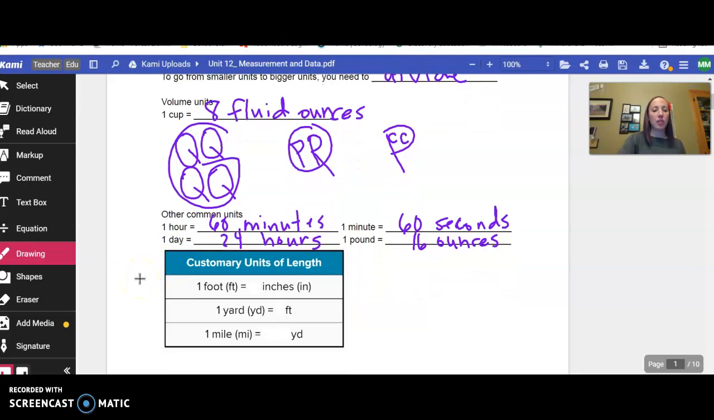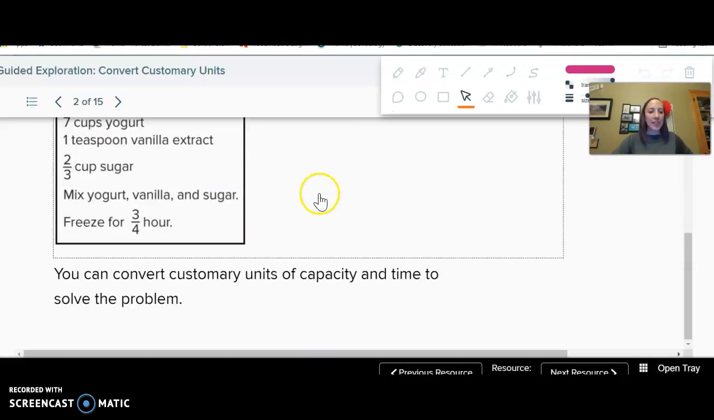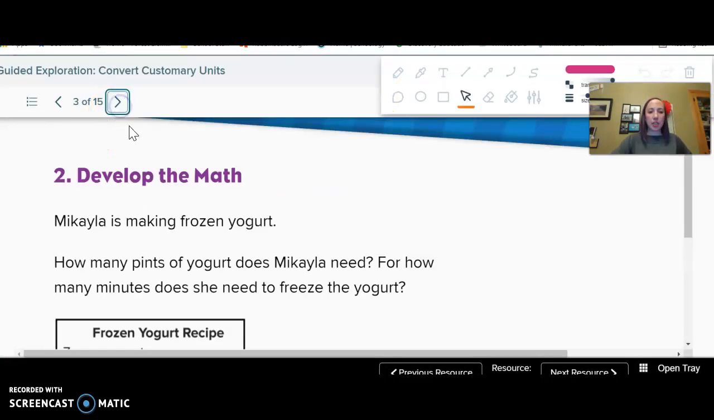And then filling in 1 foot equals how many inches? 12. 1 yard, like a yardstick, is 3 feet. And then 1 mile is 1,760 yards, or 5,280 feet. I won't make you write that. Okay? So you can always come back if you need to, if you didn't get those down. All right. Just keep going.